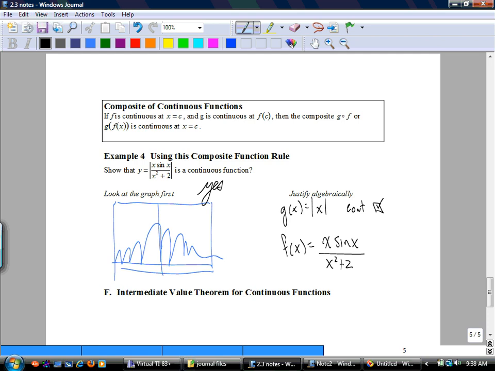Now, the next one, f of x. Think about what values of x you can substitute into the denominator that will make the denominator equal 0. Oh, root of -2. Yes. Good. So there are no real values of x that cause the denominator to be equal to 0. So is this a continuous function? Yes.